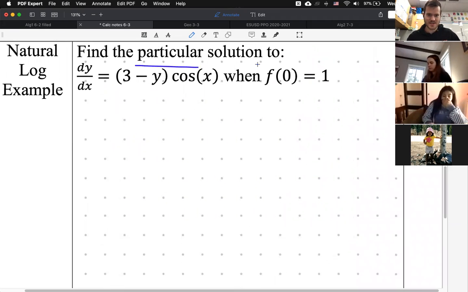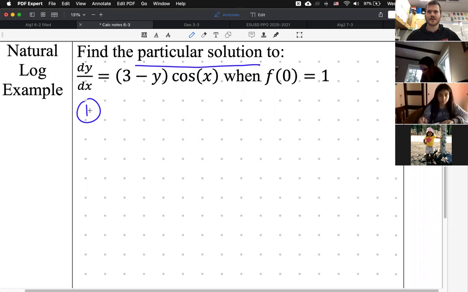I see the words particular solution. I'm going to be doing those 4 steps and I'm going to go rapid fire because I want to give you some time to do the homework. All right. Step number 1 is to do what, Teflon? Separate. There it is. Separate.